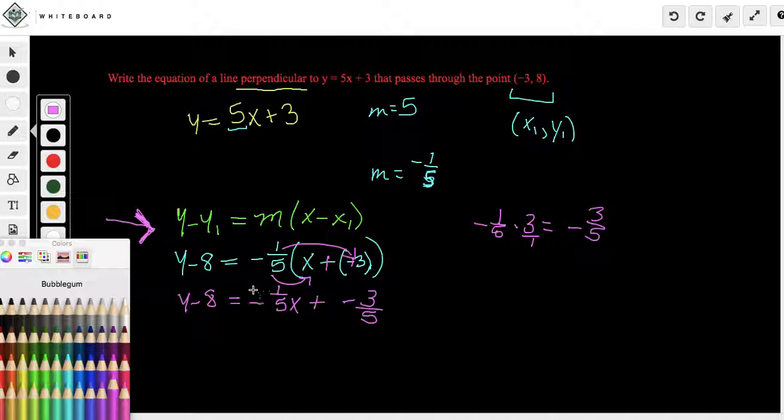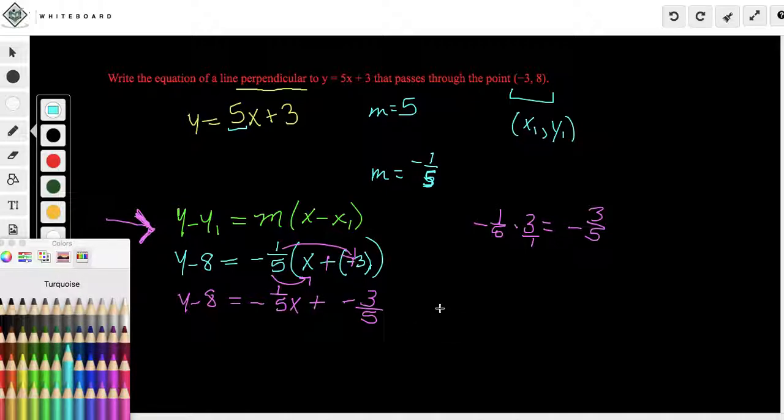Okay, so now we have y minus 8 equals -1/5 x plus negative 3/5. You could also say minus 3/5. So if we want to then simplify it, we want to simplify it and get it back to slope-intercept form because that's what we started with up here. So once we have everything distributed, we're going to go ahead and try to simplify.